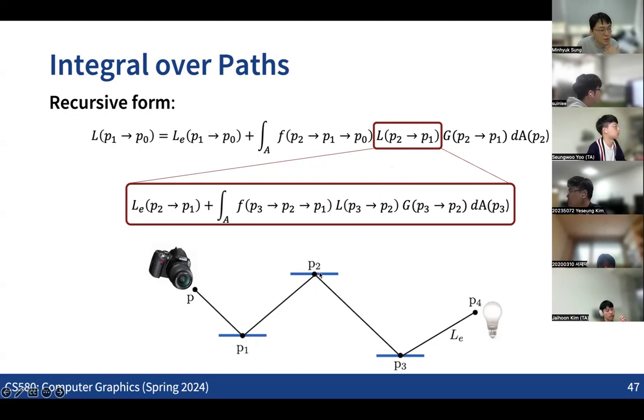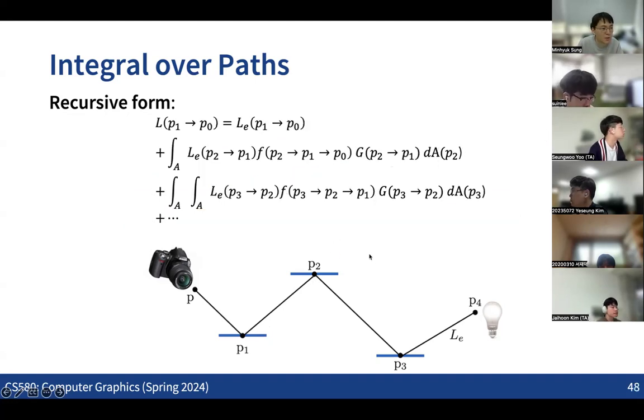For all the light for the P to the P1, we can also replace this term with another LT equation like this, right? Which means that we're going to have some kind of recursive form. So we rewrite everything, and then we're going to have this form, taking the multidimensional integral with the subsequent terms like this.